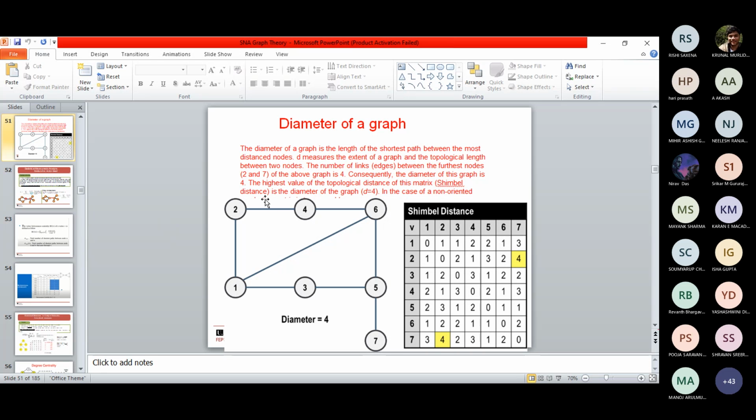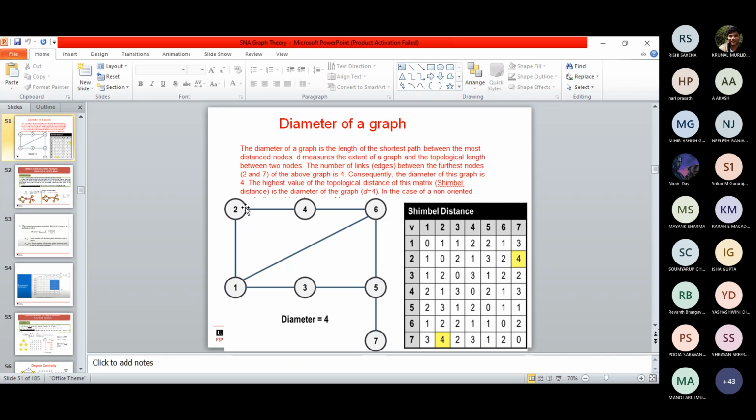You consider the nodes 2 and 7. How many links, how many steps do I need to proceed for reaching 2 to 7? I need 4 steps. So the path is 2 to 4, 4 to 6, 6 to 5, and 5 to 7. So this is going to be identified as the shortest path between the most distant nodes. This 2 and 7 is identified as the most distant pair of nodes. And what is the shortest path I have?